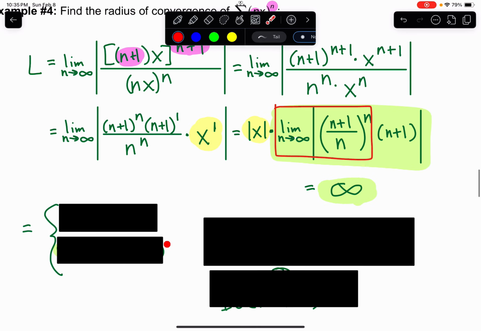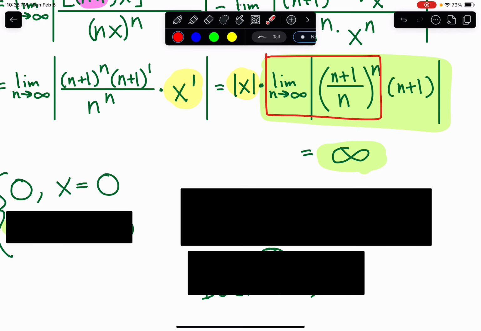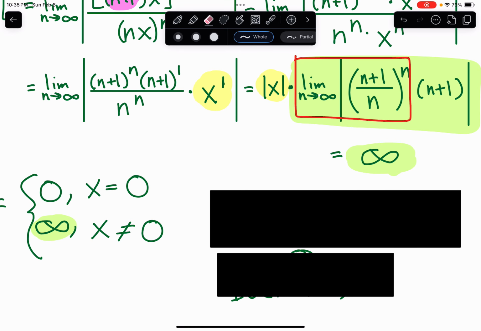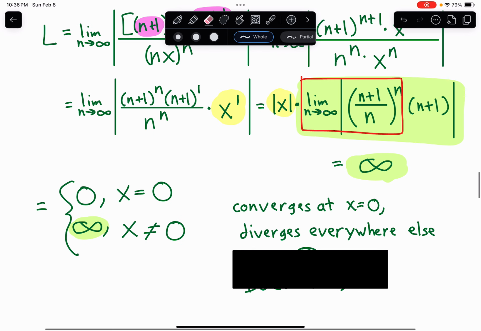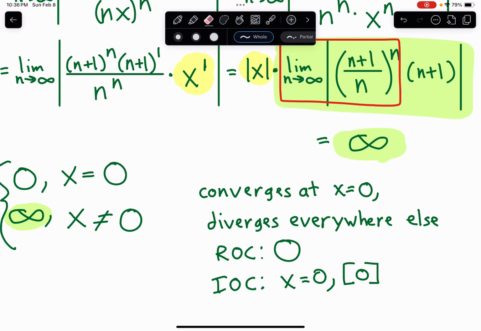And so what we get here is that depending on what x is, if x is 0, then the whole thing is 0. But if x is not 0, well then L is infinite. So then again, L has to be less than 1 in order for this to converge. So this thing only converges when x is 0. It diverges everywhere else. Okay, so the radius of convergence is 0, and the interval of convergence, well, there is no interval. It's just the x value of 0.